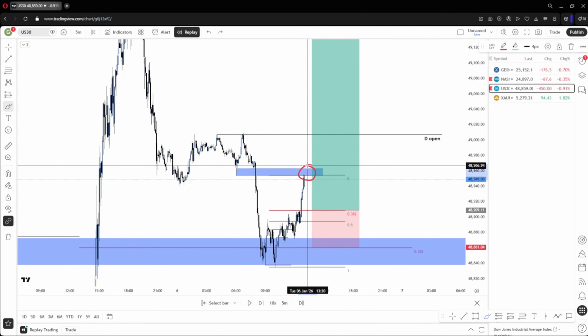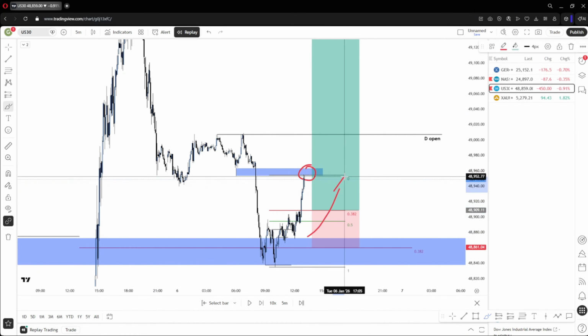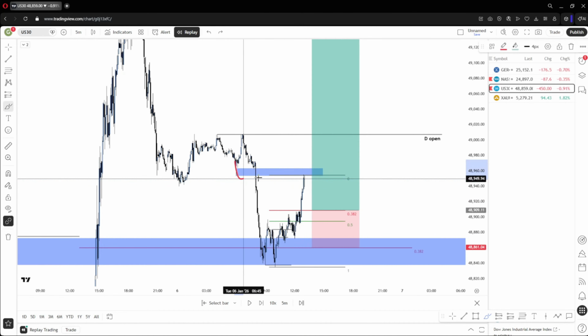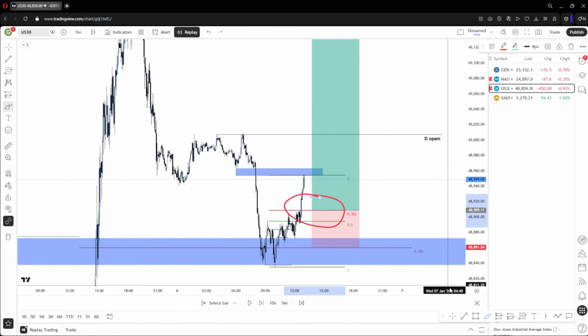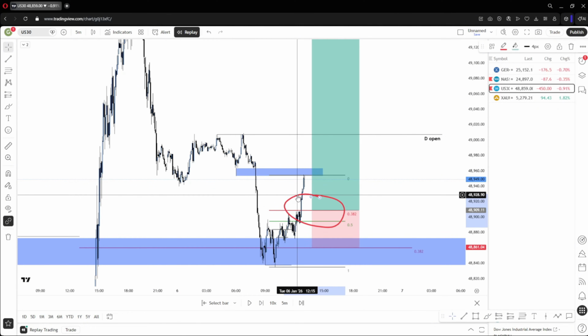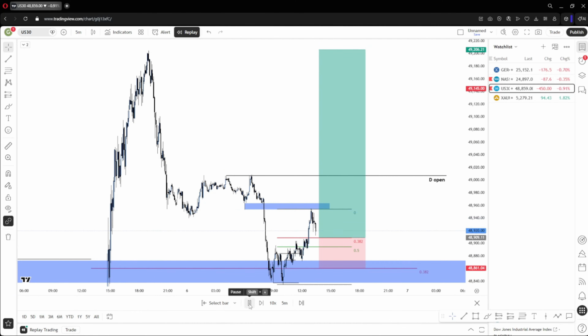But I do not recommend taking sells from this level because the overall idea is bullish. And this is just a trap to induce sellers and go higher. You only want to be taking the best possible setup if you want to have a high win rate around 70%. So let's see what's going to happen.